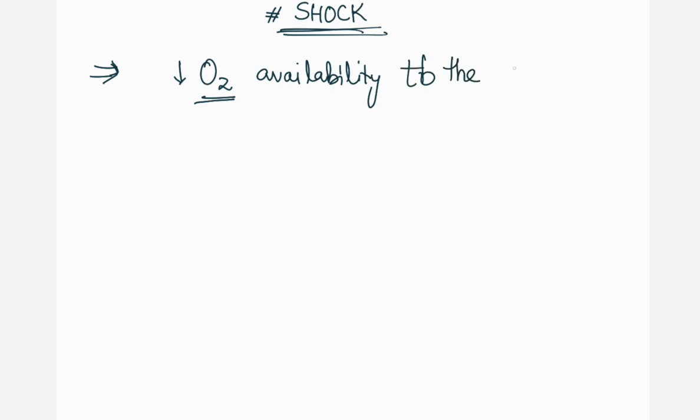So, starting with the definition of shock. What do you mean by shock? What is the definition of shock? In simple words, shock is defined as decreased oxygen availability to the organ, or decreased oxygen availability to the tissue as well.